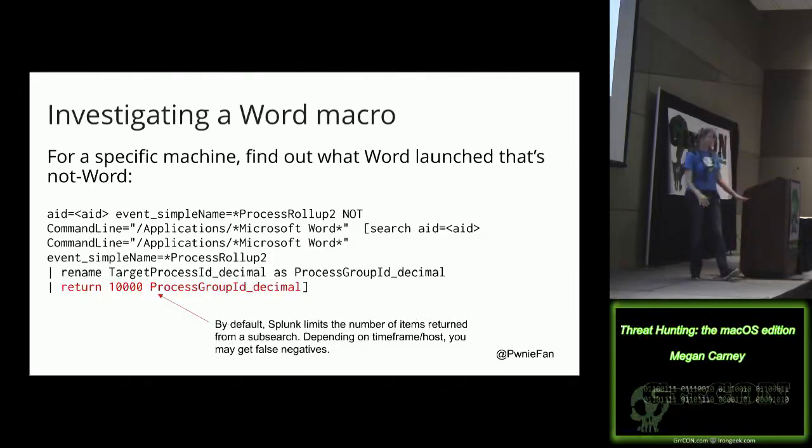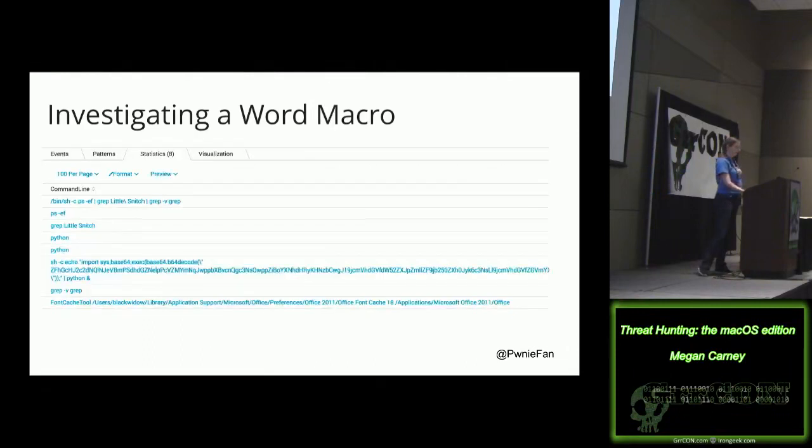If you are using Splunk, I want to make you aware of a gotcha. Splunk has a number of settings that have to do with making sure one query is not going to kill the cluster for everyone. Basically, it limits the amount of memory that a particular query can use. By default, when you're doing sub-searches, you can only get 10,000 items. So if for some reason you have a machine that ran more than 10,000 instances of Microsoft Word over the time frame you're searching, this is going to have some false negatives. So just watch your time frames and keep an eye on that.